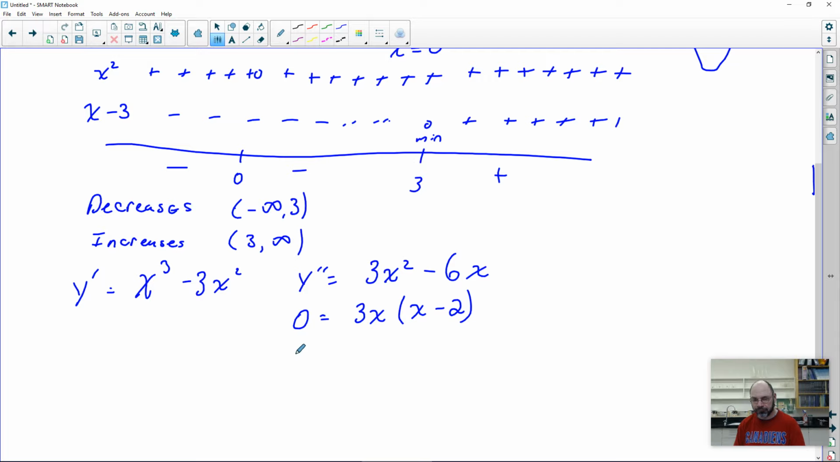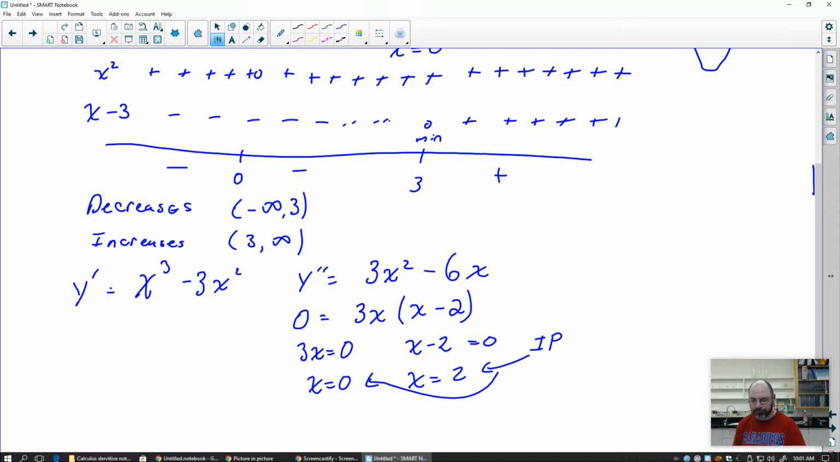Okay. So then we have 3x equals 0. And we also have x minus 2 equals 0. So this is x equals 0 and x equals 2. We have IPs at both places.